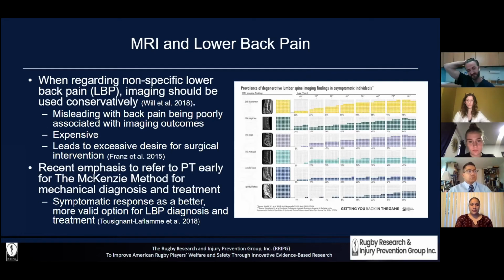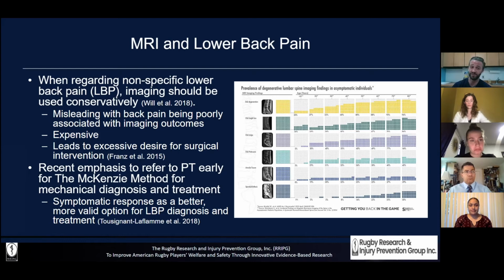And this slide is why sometimes it can be problematic to send someone for an MRI early on in their treatment, right? When regarding non-specific lower back pain, imaging should be used conservatively. Imaging can be misleading, with back pain being poorly associated with imaging outcomes. Believe it or not, imaging and pain don't correlate as well as you may think. And this might lead to excessive desire for surgical intervention, right?